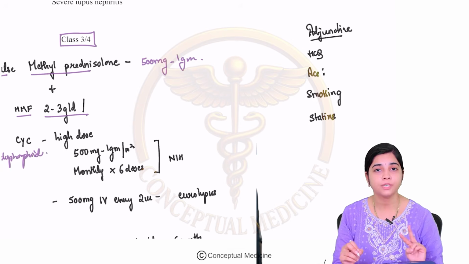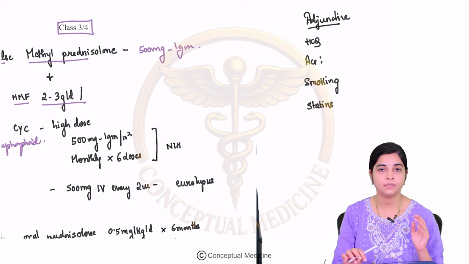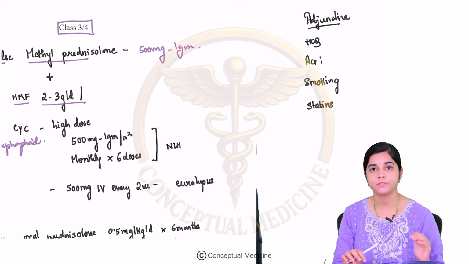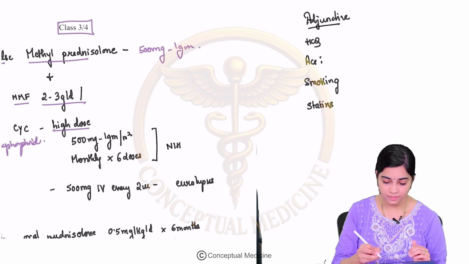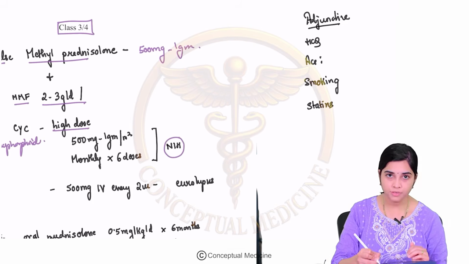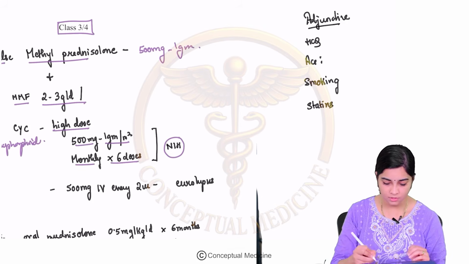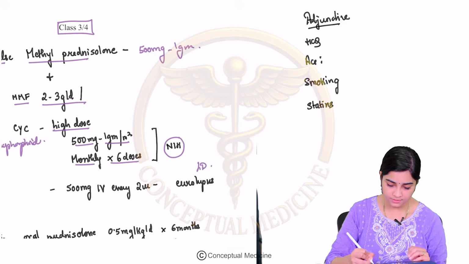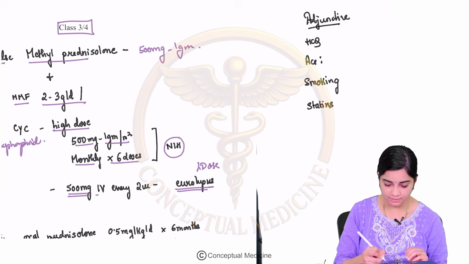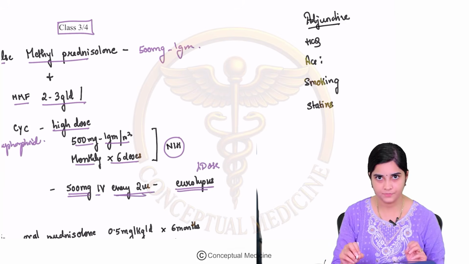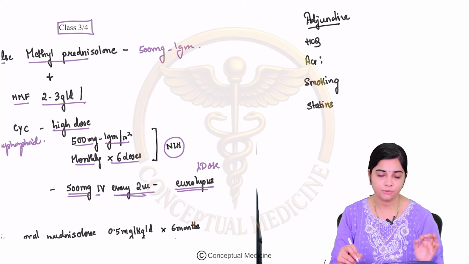So there are 2 regimens of cyclophosphamide which you can use along with high dose glucocorticoid pulse therapy. You have a high dose regimen of cyclophosphamide, called the NIH protocol, where you give 500 mg to 1 gram per meter square monthly for 6 doses. Or you can go for a low dose regimen, called the Eurolupus regimen, where 500 mg IV is given every 2 weeks.